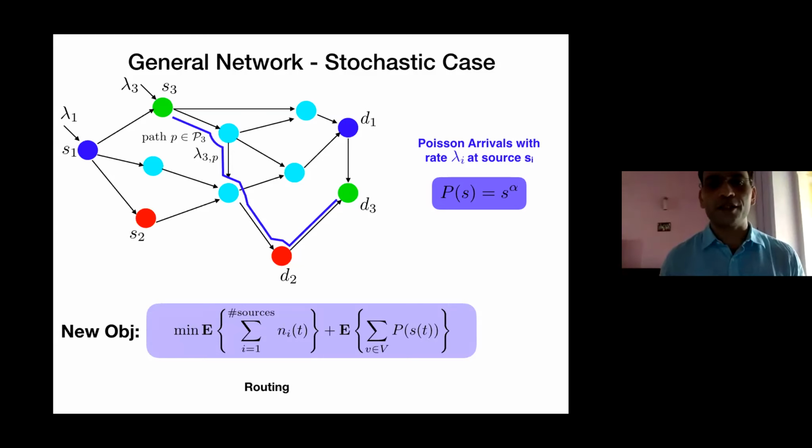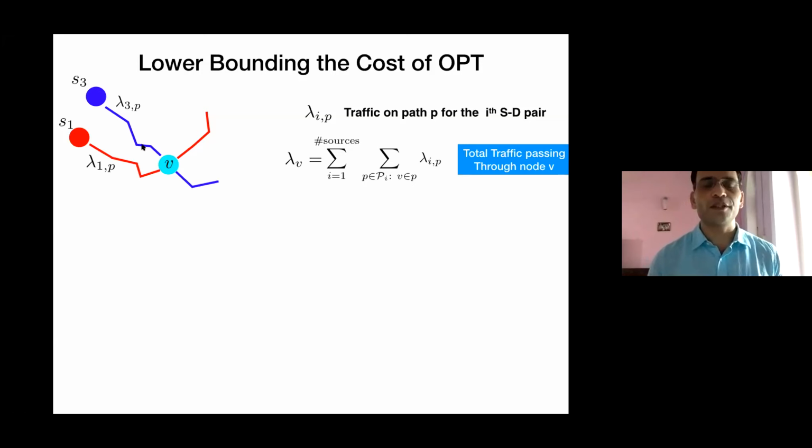So we're going to directly lower bound the cost of OPT, which is also going to give us the algorithm. So think of a particular path from S3 to its destination, the amount of flow is lambda 3 comma p. And for some other source, it is some feasible flow, which is lambda 1 comma p. Look at any particular node in the network and count all the flow. We're just fixing one particular feasible flow for all sources in the network, and looking at a particular node and counting how much flow is going through that node V. So this is the total flow going through node V. This is just a feasible flow. We don't know what is optimal or not.